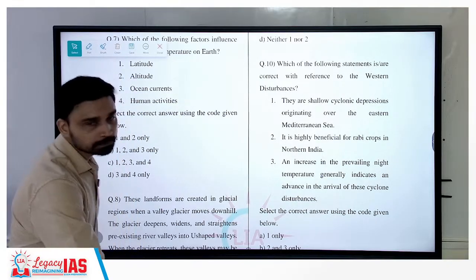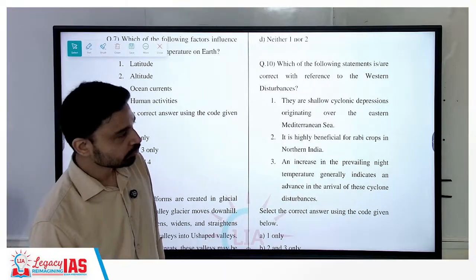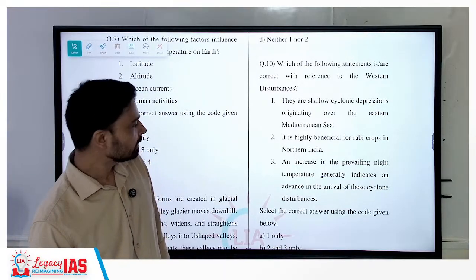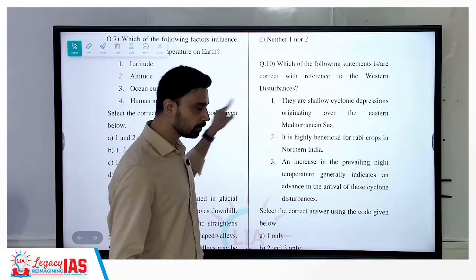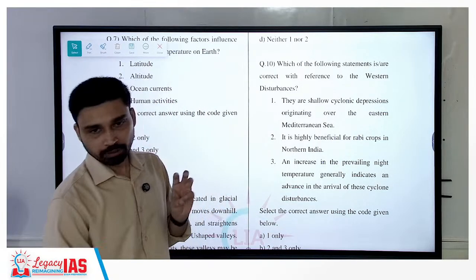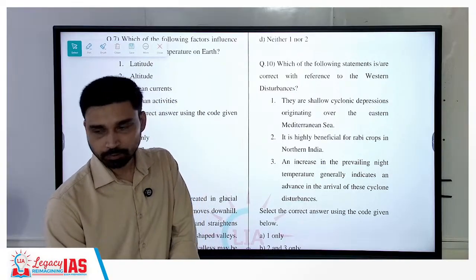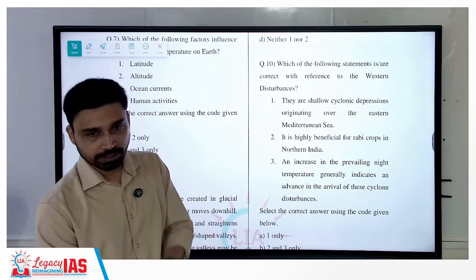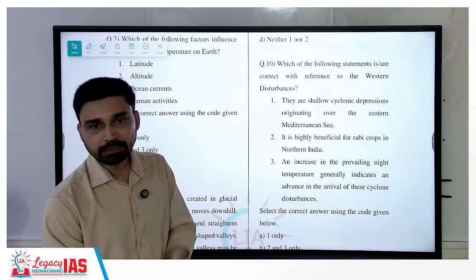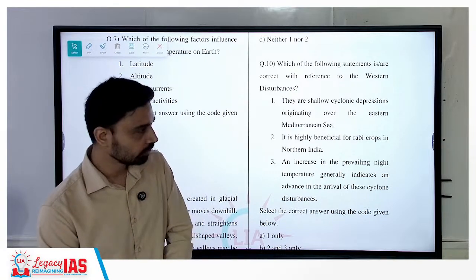Why? Why is it so? Here you have to use the concept of temperature inversion. What we have learned there: in temperature inversion, what kind of sky is required? Cloudless sky. Why? Because if clouds are present, they trap the heat. If they trap the heat, temperature would be higher on the surface.